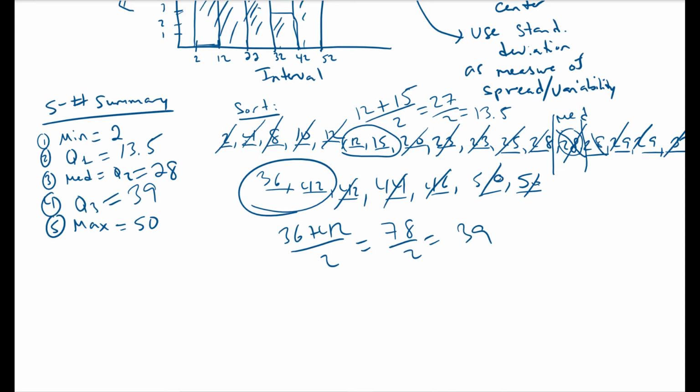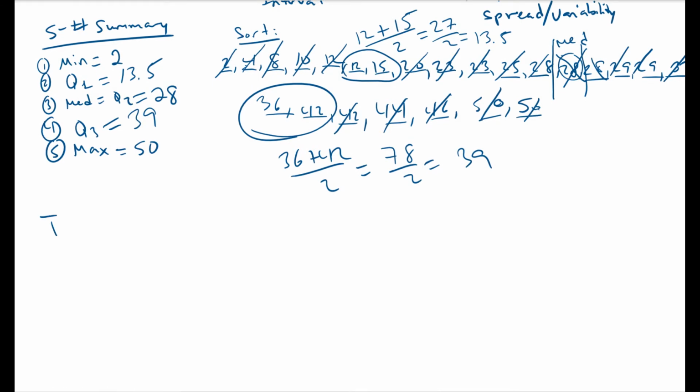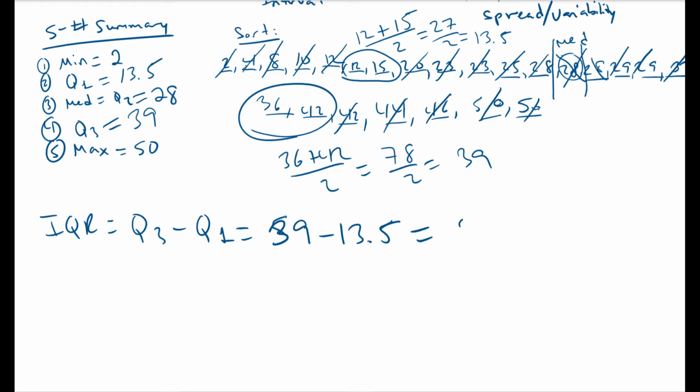Next up, they want us to find the interquartile range. So the interquartile range, you basically subtract the third and the first quartiles. So it's 39 minus 13.5, which is 20, let's see here, should be 25.5 for our interquartile range. All right, and that sounds about right.